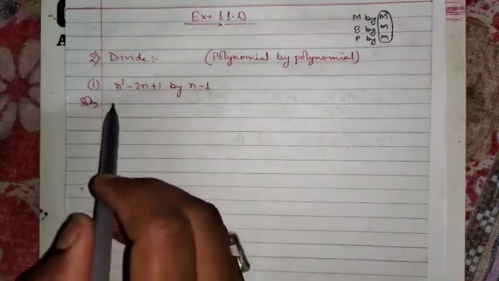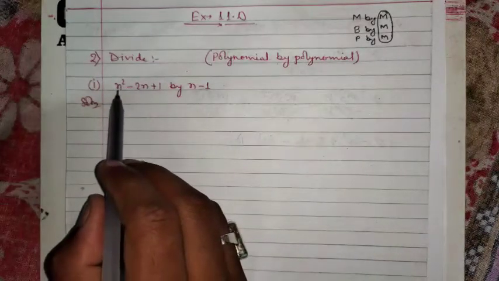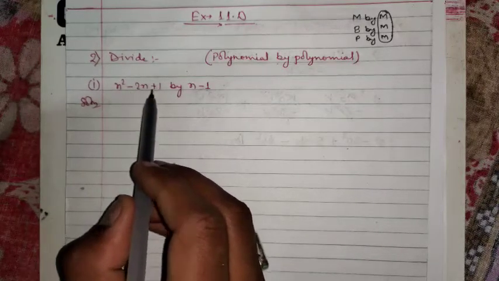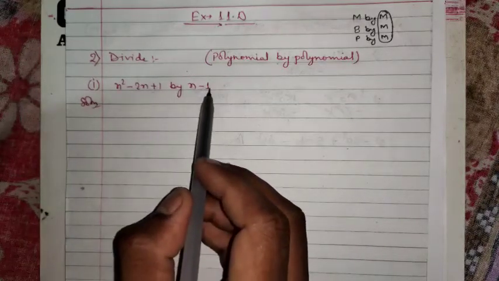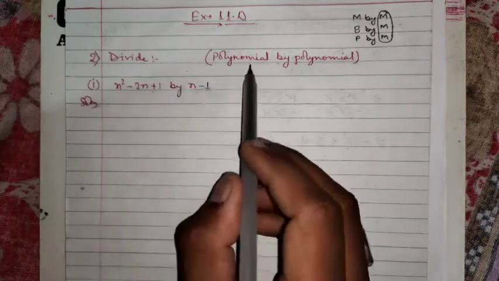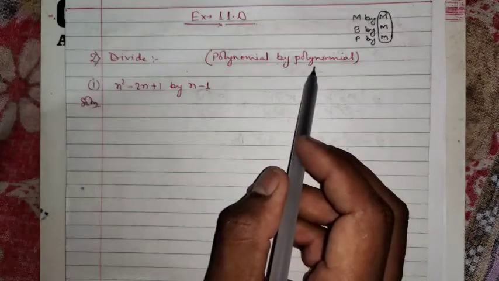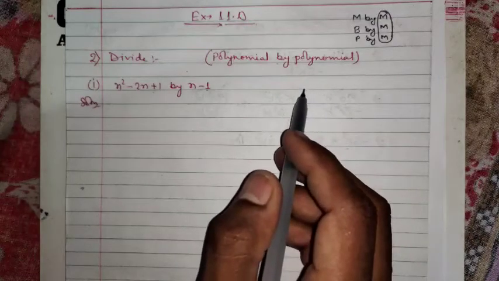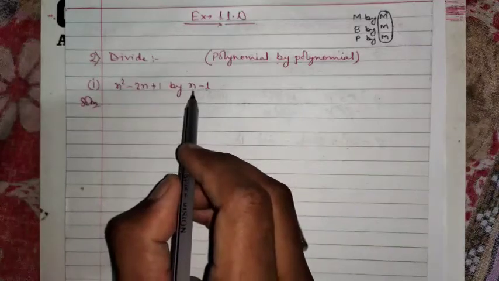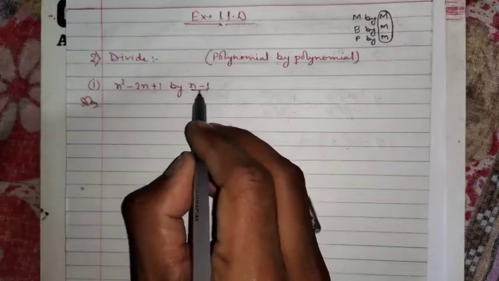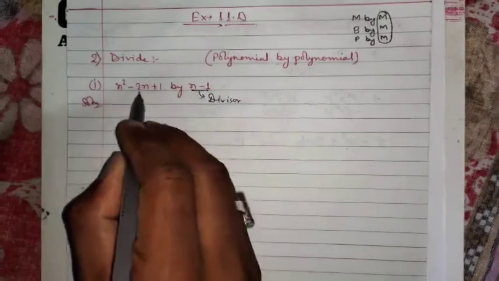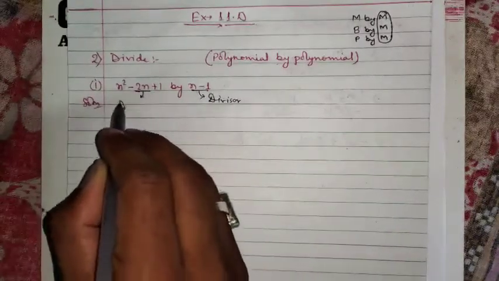Now here you can see the question is n square minus 2n plus 1. This is one polynomial divided by n minus 1. This is another polynomial. Now for doing polynomial by polynomial there is a different method. We will use the long division method. This will be called the divisor, and this will be called the dividend.